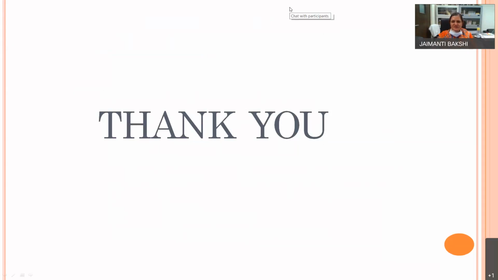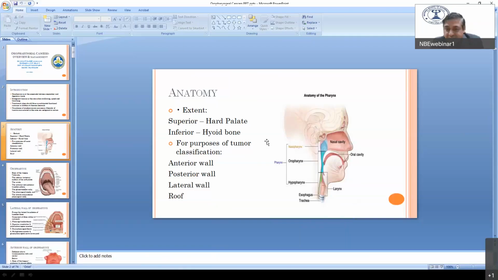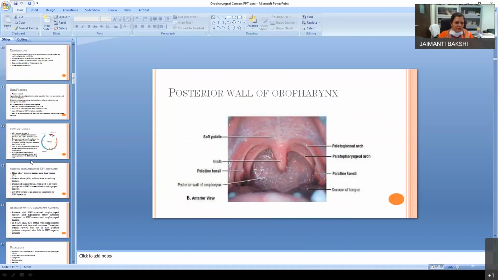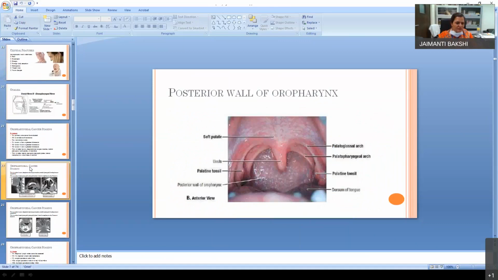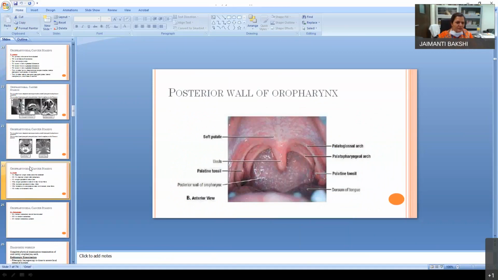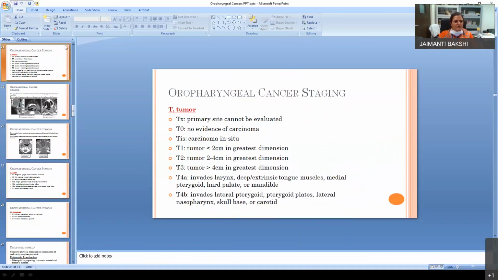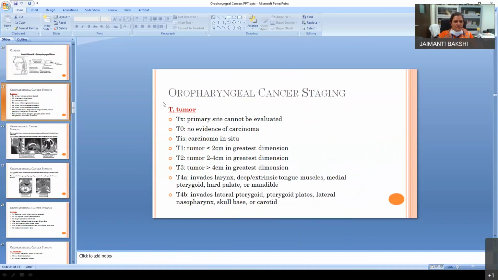Dr. Rashmi wants to see the staging slide again. Okay. Yes, stage 1, 2, 3, and 4. That's it.